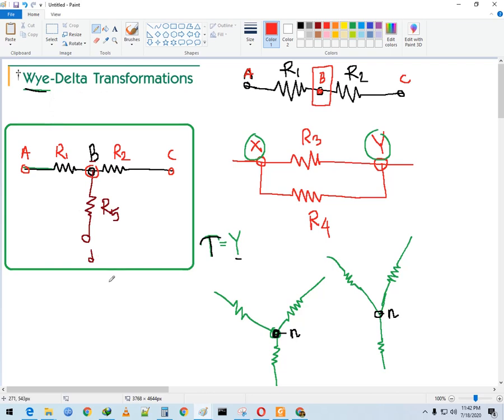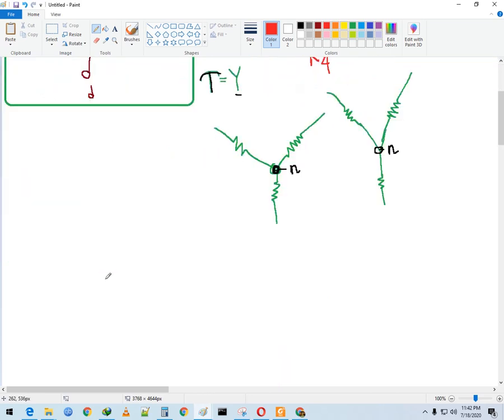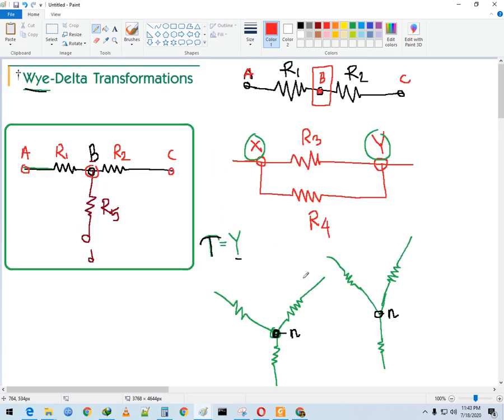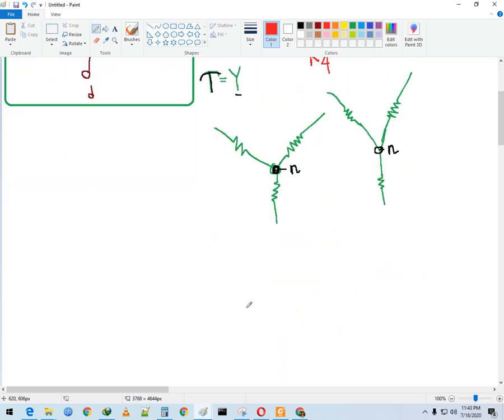Now it's time for delta. What is delta? You have already got a hint that these Y and delta came from the shapes of these letters. The Greek letter delta looks like an upside down triangle like this. If you have all three arms of this triangle as resistors, then you have a delta circuit. So a delta circuit looks something like this.